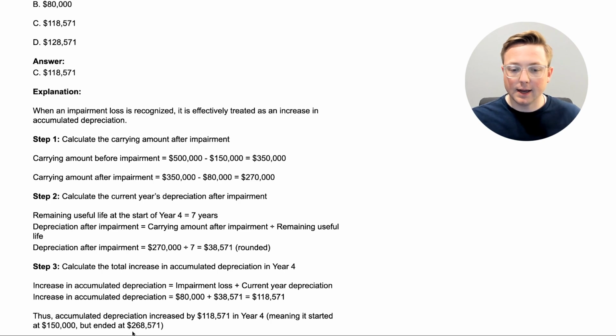So what does that look like? That means that if it increased by that amount in year 4, it started at $150,000, but it ended at $268,571 of accumulated depreciation. So this was the increase. This is the ending accumulated depreciation. But that's how impairment losses affect depreciation and accumulated depreciation. We're actually going to do one more question in a slightly different format to hit that home. So let's go ahead and go to the next question to learn a little bit more about that.